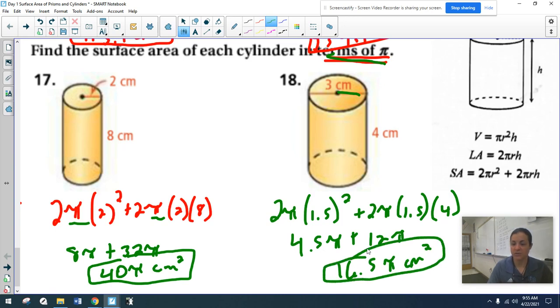So pay attention whether it says terms of pi. Sometimes it'll say exact. So when it says exact answer, that means they want you to do it in terms of pi. So sometimes they'll say that in, what's it called? IXL. Okay.